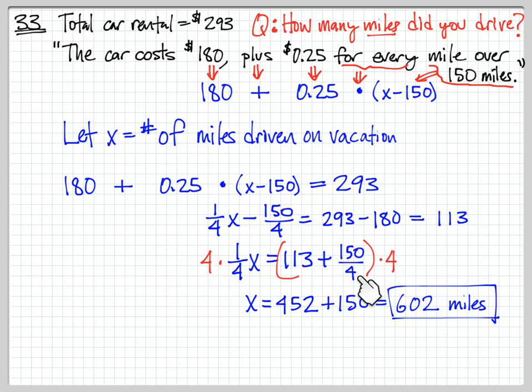150 divided by 4 times 4 is simply 150, and then I can do the math to get 602 miles.